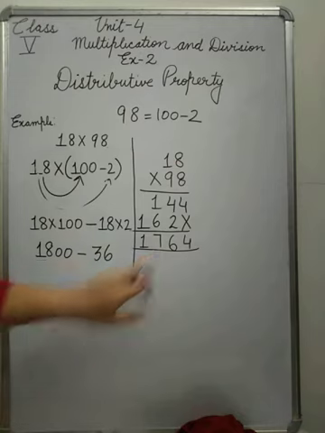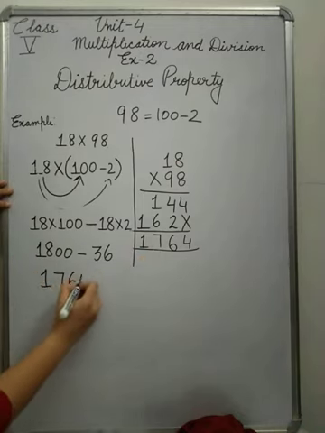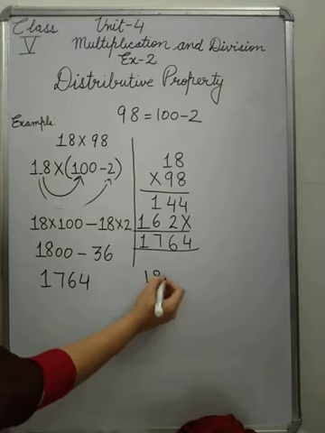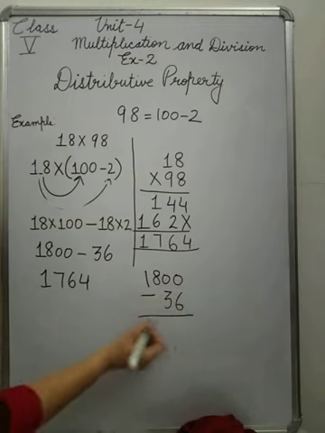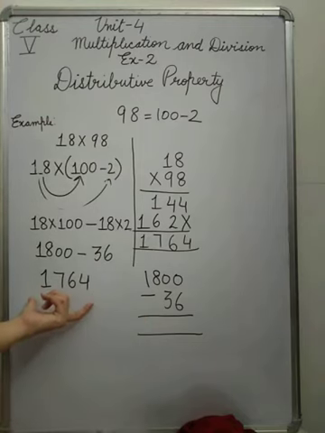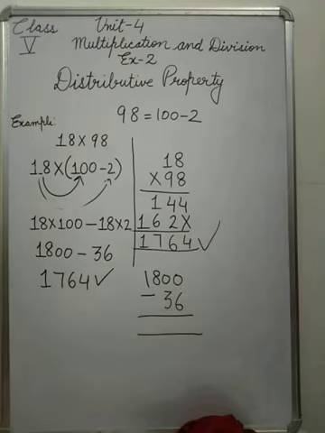What did you get? You will do it yourself, and I am writing 1800 minus 36. That will be this number, 1764. Okay, 1800 minus 36, you can solve that. Okay, now when you solve this, you will get this. And you know, see this number, this and this, both are the same. The answer will be the same.